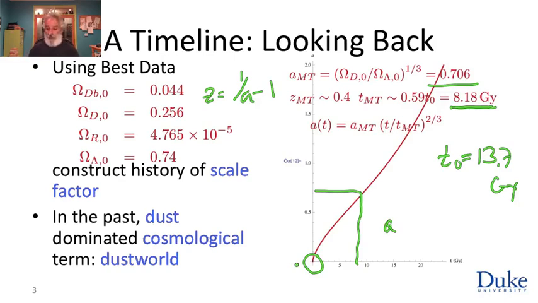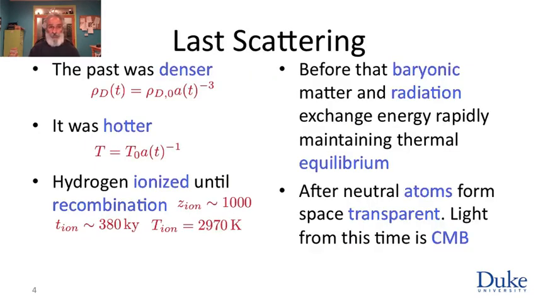But before we get there, there is one important event in the history of the universe that takes place somewhere in the beginning of this graph, but still within the dust-dominated epoch. And this is what is called last scattering. So let's understand what it is that I'm talking about. What do we need to remember?